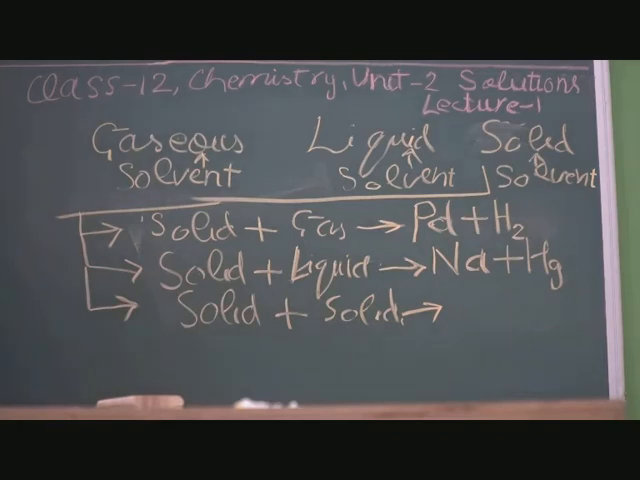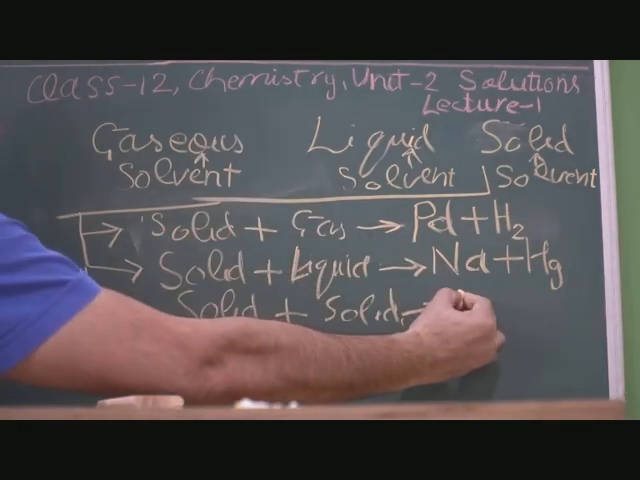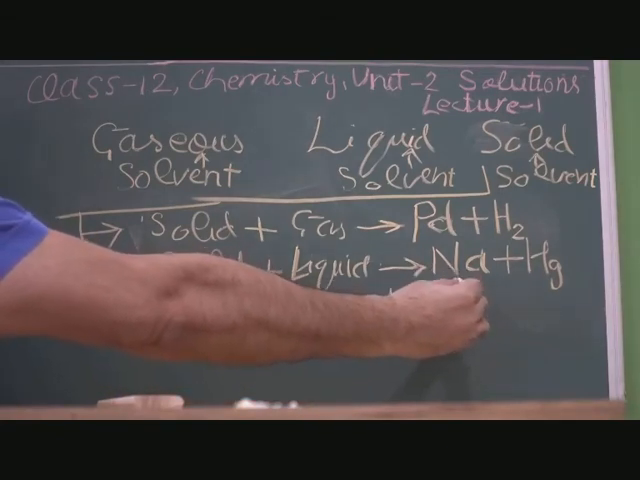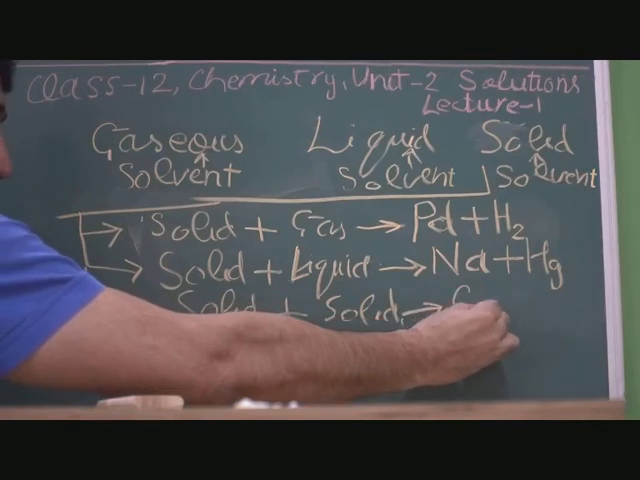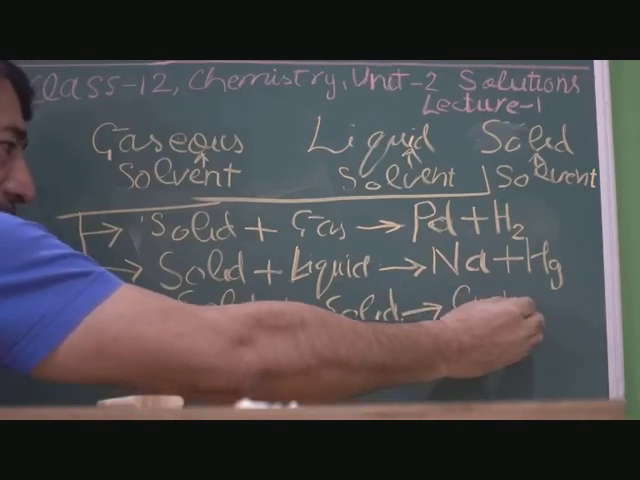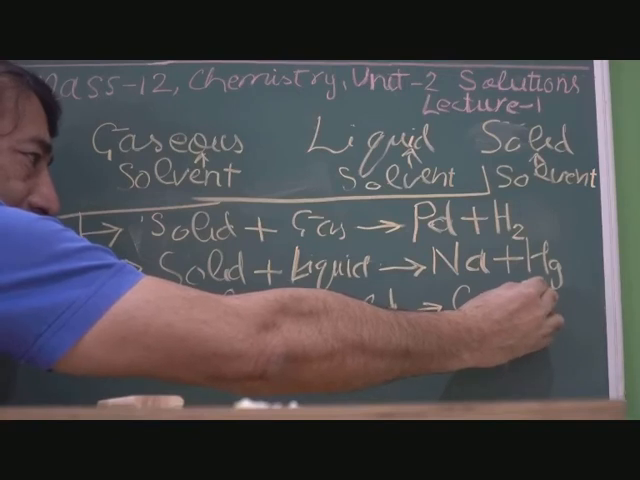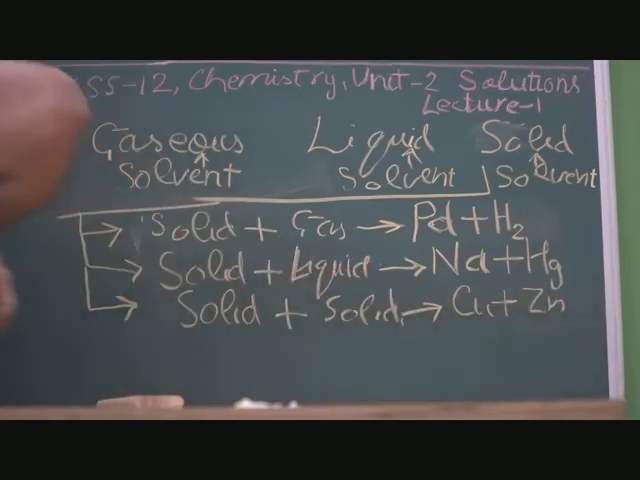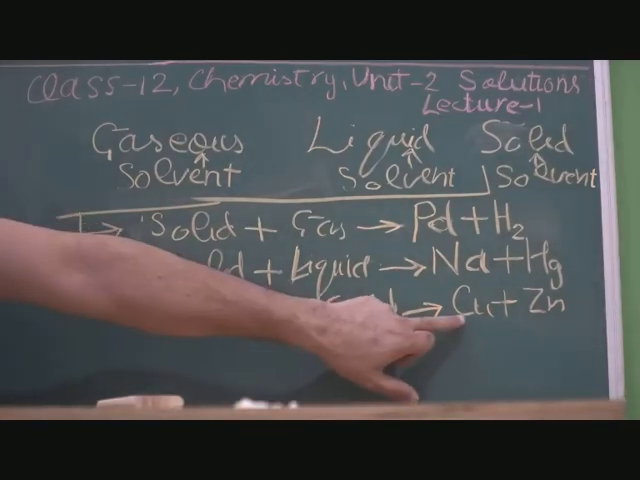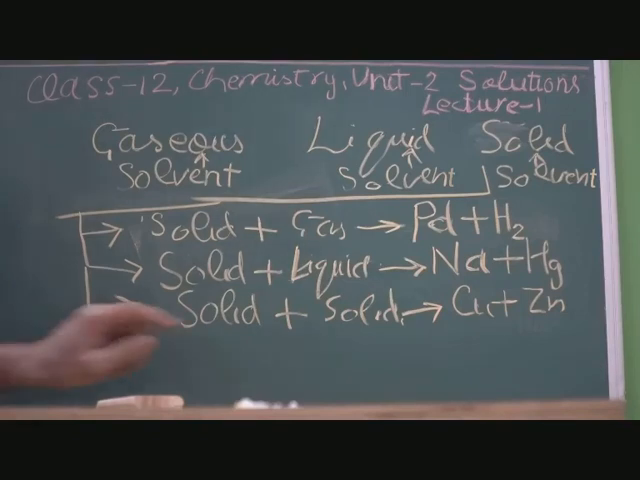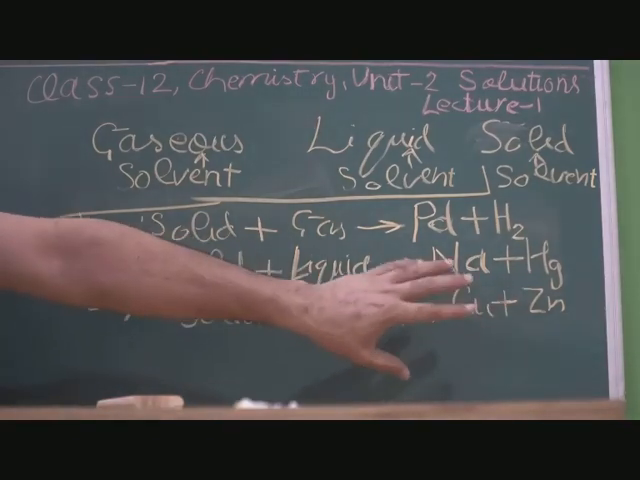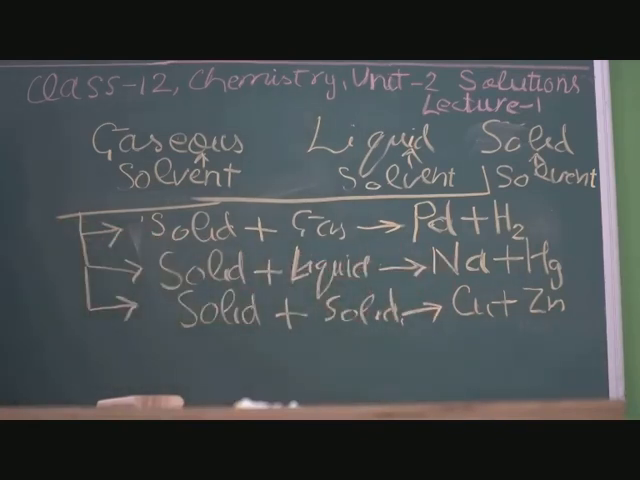Here solid solution, we can mix two metals, for example we can mix say copper and any other metal, we can mix say zinc. Remember that these solid solutions are formed by melting these. Means these are in molten state, then those are mixed and solidified to make them homogeneous. So these are the types of solutions categorized on the basis of their state.